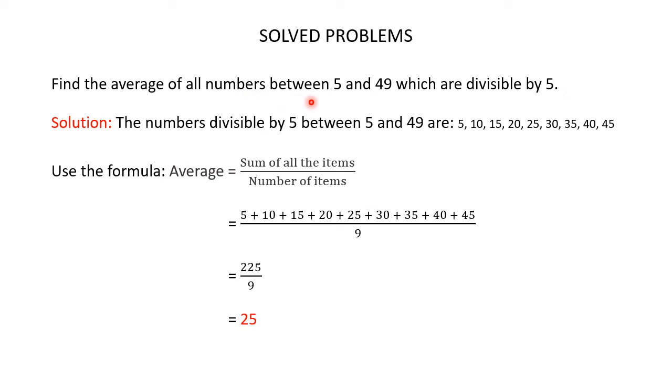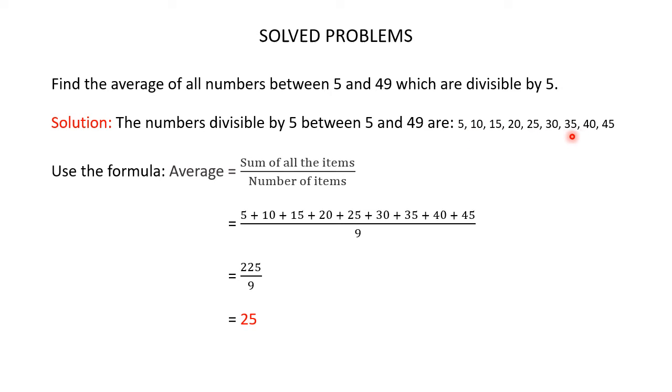Find the average of all the numbers between 5 and 49 which are divisible by 5. Now the numbers divisible by 5 between 5 and 49 are 5, 10, 15, 20, 25, 30, 35, 40 and 45. Now to find the average of all these numbers, use the formula: average is equal to sum of all the items divided by number of items. To find the sum of all the items, add all these numbers.